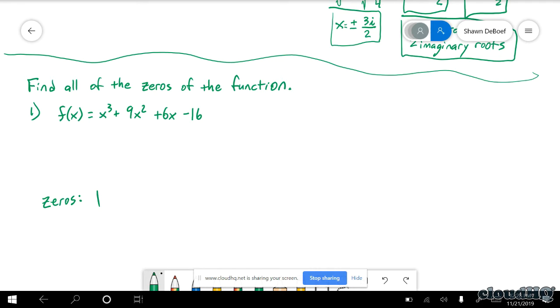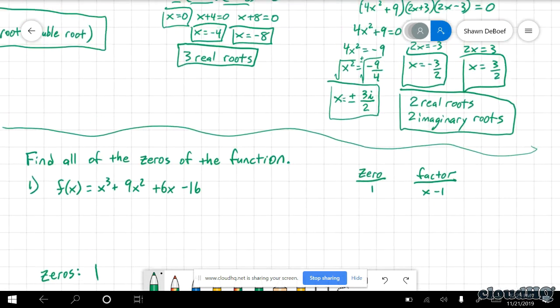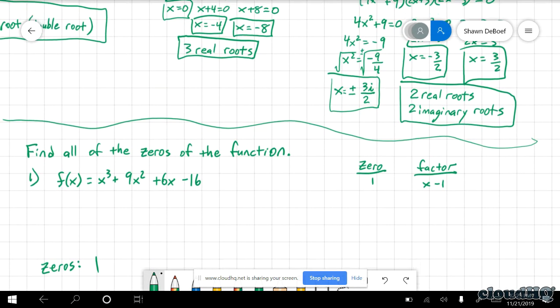If we connect this with the last section, can't I divide out a factor? If I have a 0 of 1, what factor do I have? What's its factor? If you have a 0 of 1, what is the associated factor? The factor that goes with it? x minus 1, yeah. It's like the opposite of what I was just doing up here. I set the factor equal to 0 to solve.